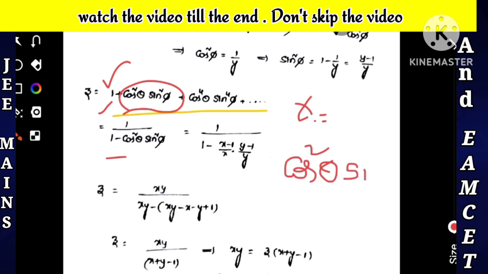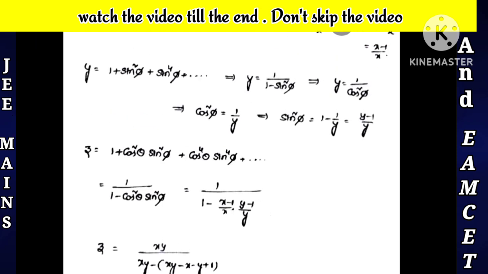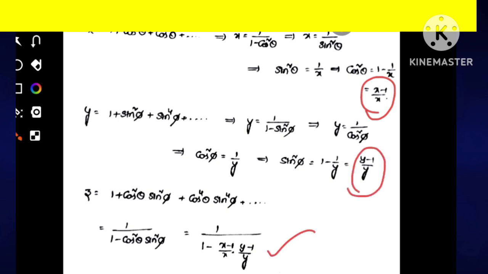Okay, so here we replace the values of cos square theta and sin square phi. What is the cos square theta value? x minus 1 by x. What is the sin square phi value? y minus 1 by y. Okay, replace the two values, the cos square theta value and the sin square phi value, here in this expression.